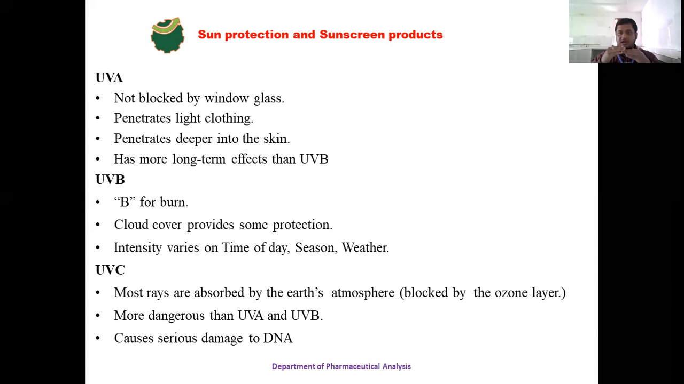UVB. Because of cloud cover, the UVB rays do not come in contact with our skin as much compared to UVA, because UVA has the property that it can easily penetrate even glass, cloth and cloud. It can easily come in contact with our skin. But UVB can't penetrate that much compared to UVA. So if any cloud is there, the cloud cover provides some protection so that the UVB rays do not come directly to our skin as much.